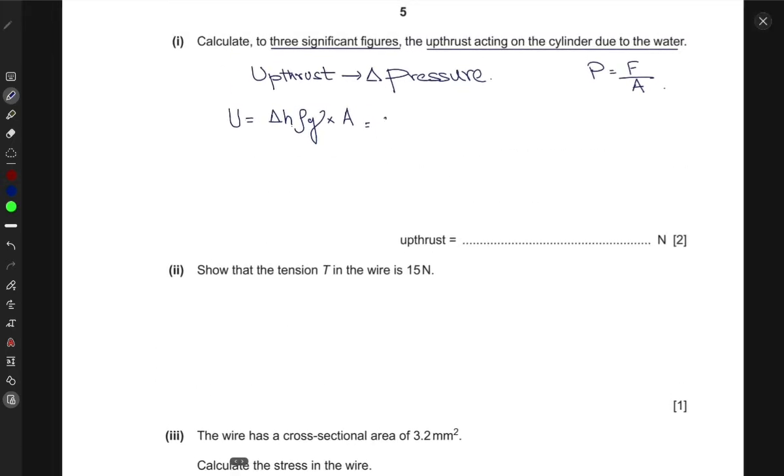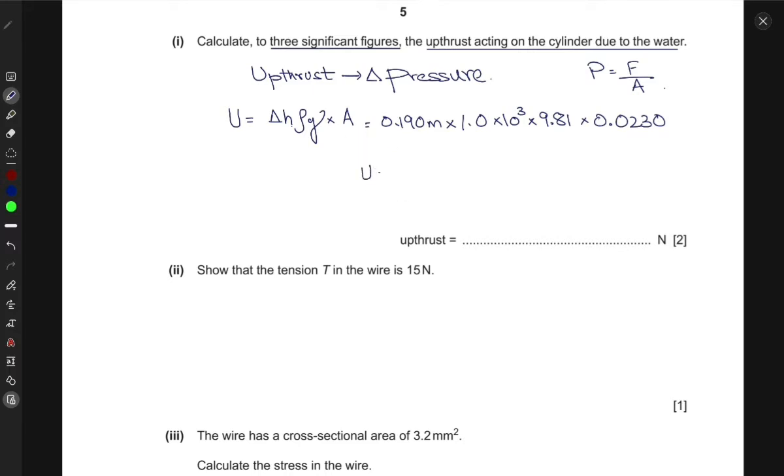So 0.190 meters times the density of the water, which was 1.0 times 10 raised to the power 3, and we'll multiply that with the acceleration due to gravity, which is 9.81, and the cross-sectional area, which is also provided in the problem statement, is 0.0230.